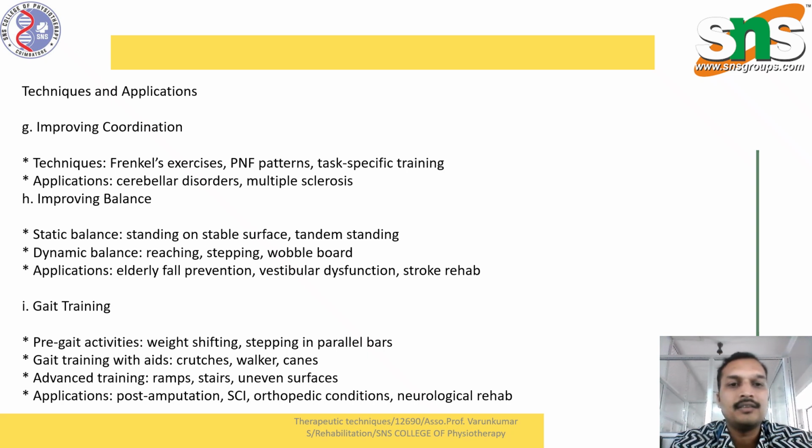Then, improving balance. For static balance, we can use standing on a stable surface or tandem standing. In dynamic balance, we can use reaching, stepping or wobble board activities. For gait training, we can give pre-gait activities like weight shifting, stepping in parallel bars, then gait training with aids like crutches, walkers or canes. Then advanced training like ramps, stairs and uneven surfaces.